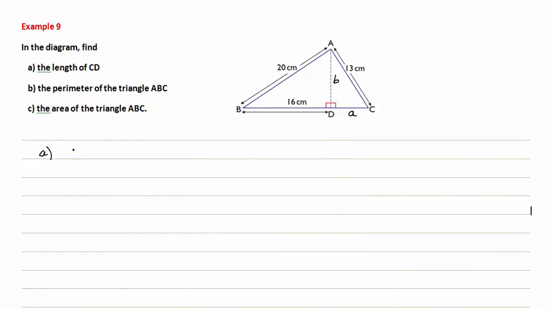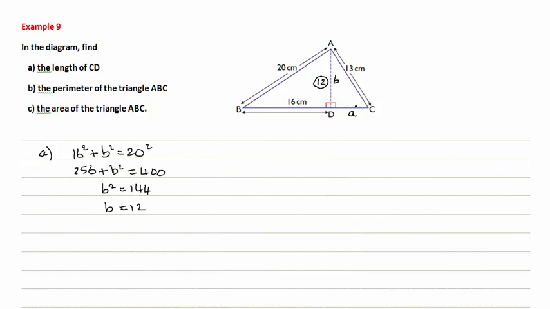So we'll have 16 squared plus B squared equals 20 squared. Okay, 16 squared, 256, plus B squared equals 400. Let's rearrange. B squared would be 144. So we can see B here is going to be 12. So this length here is 12.